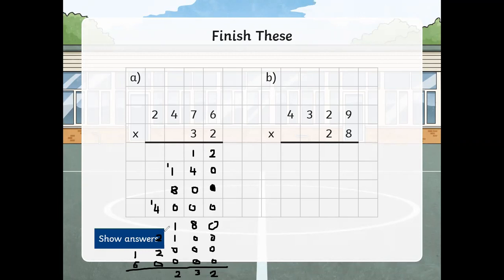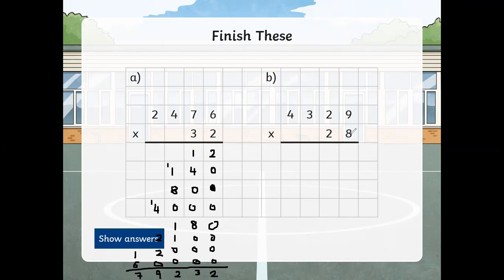1 plus 4 gives us 5. Plus 2 gives us 7. Plus 2 gives us 9. And then 1 plus 6 gives us 7. We'll check that with our calculator. 2476 times 32. 79232. That is correct. Let's do this one quickly. I might not do other examples later on as in depth.